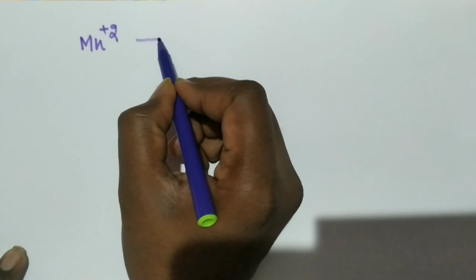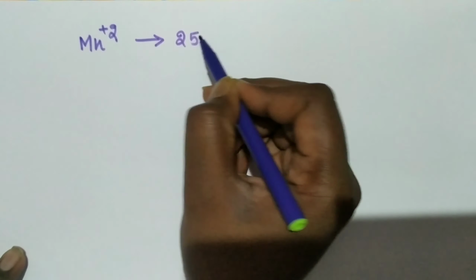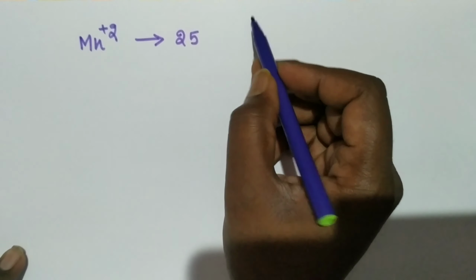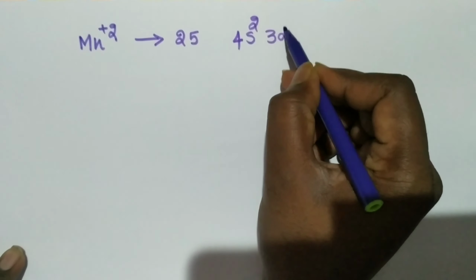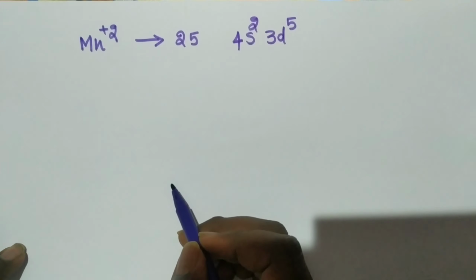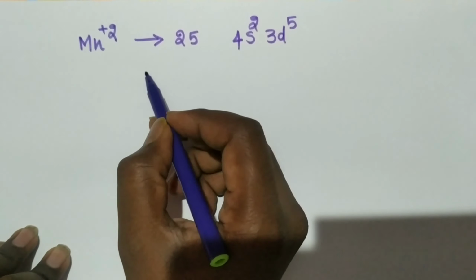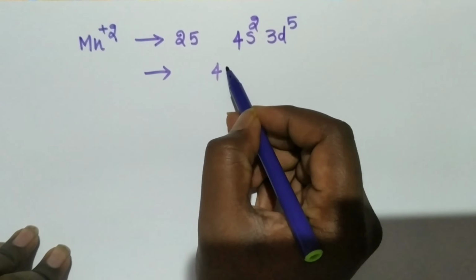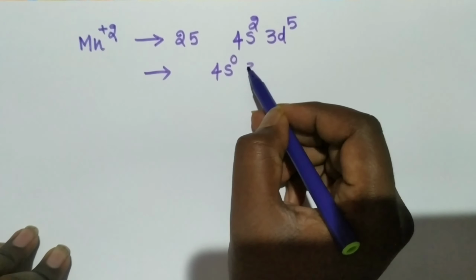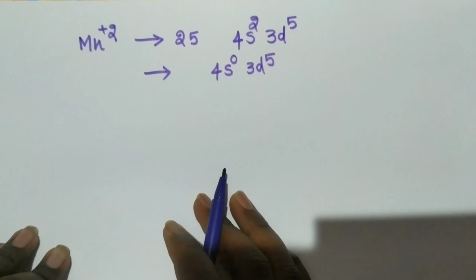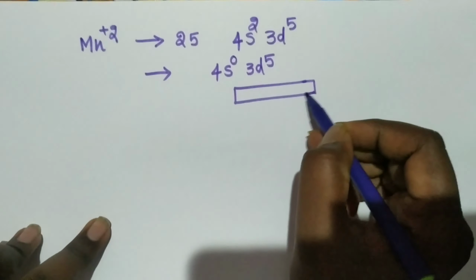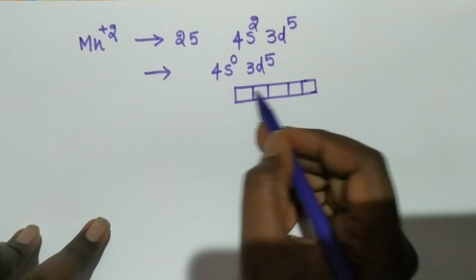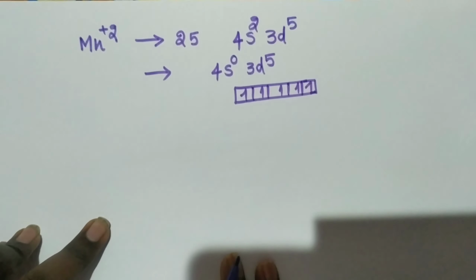Manganese, Mn plus 2. Manganese atomic number is 25, and the valence electronic configuration is 4s2 3d5. So here Mn plus 2, right? So 2 electrons we will remove from the valence shell, so it will become 4s0 and 3d5. So here also 5 unpaired electrons are there. 1 2 3 4 5 unpaired electrons are there.